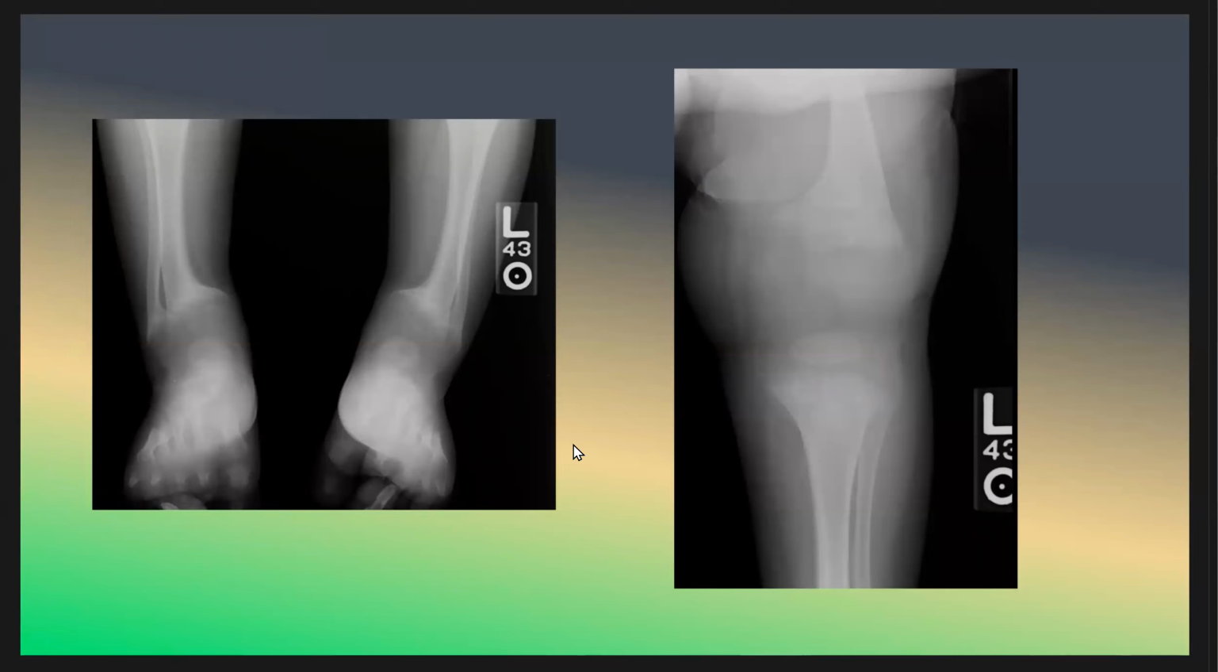Here, this patient, what do you think about this patient? It is 22 months old. This is a case of vitamin D deficiency, or rickets. We see fraying and widening of the metaphysis, involving the ankle and around the knee, and also widening of the epiphyseal plate. So this is rickets, or vitamin D deficiency.